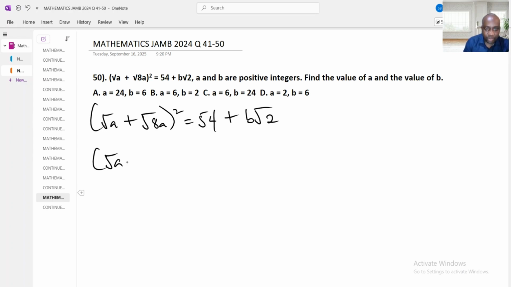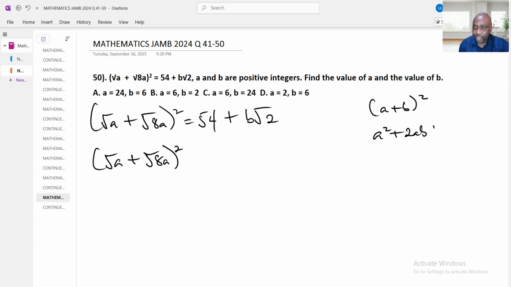To open this one, in my previous video I taught how to expand without wasting much of your time. For example, if we have A plus B raised to power 2, we can write it like this: A squared plus 2AB plus B squared. We can apply the same formula to open this bracket, because a square root times the same square root opens the square root. We apply the same thing to the first one: the square root of A squared opens to A.